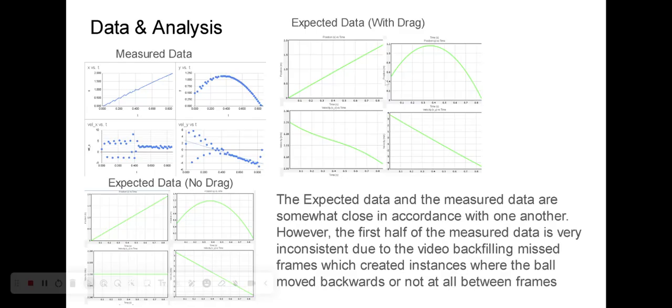You can compare that with what we get from all the other graphs. So this is the with drag case up here in the top right, and then no drag down in the bottom left.